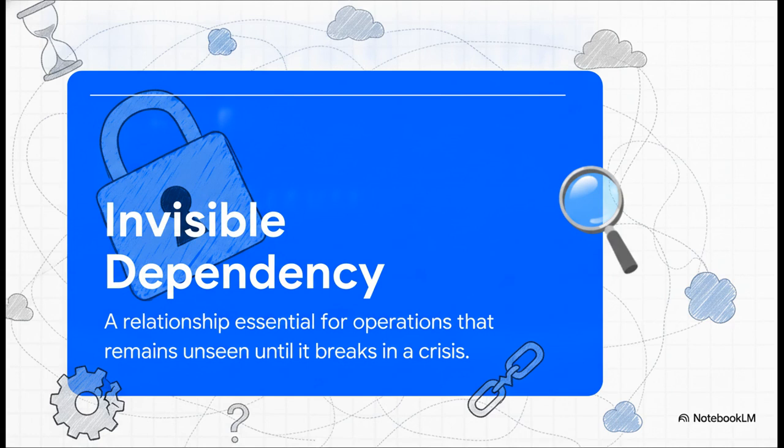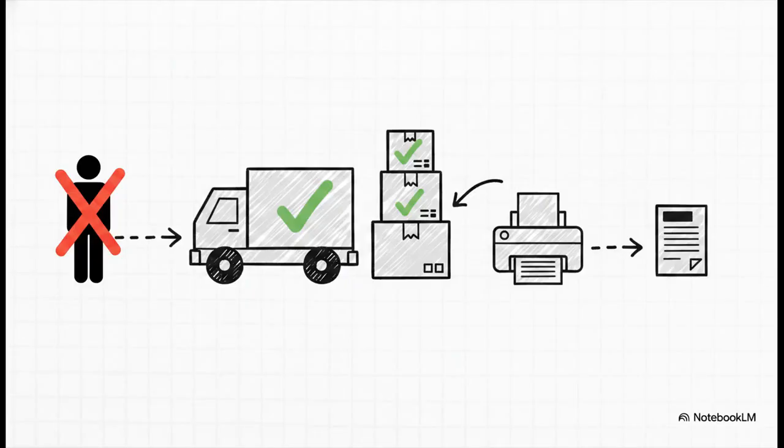This is exactly what we call in the Ransom-Kick Resilience Model an invisible dependency. It's a relationship essential for your business operations that has never been identified, never been documented, and never been governed. It remains completely unseen until the exact moment it breaks, and unfortunately, that moment almost always coincides with the start of a crisis. Let's ground this with a real-world example.